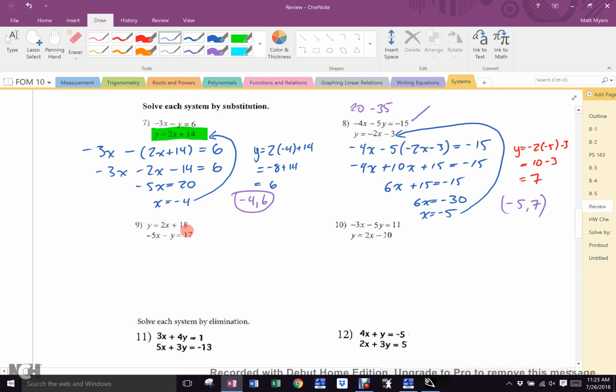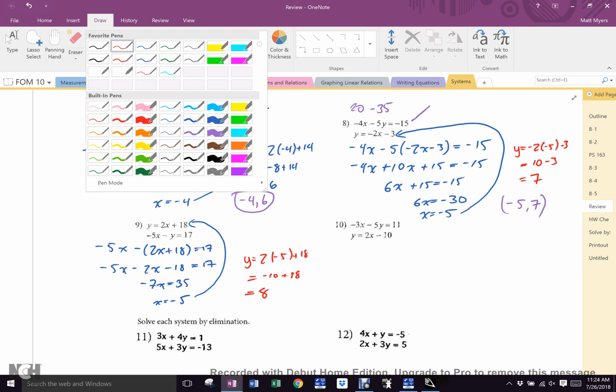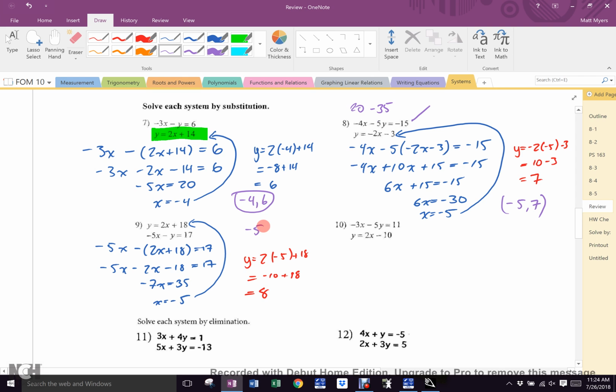This one isn't set up nicely. I was kind of mean here. You had to make this one -5x minus 17 equals y. I did make you do an extra step. Or you could recognize this one is set up for you. Negative 5x minus 2x plus 18 equals 17. Negative 5x minus 2x minus 18 equals 17. Negative 7x equals 35. X equals negative 5. Bring that up there. Y equals 2 times negative 5 plus 18. Negative 10 plus 18. 8. Negative 5, 8. And of course you check. Negative 5 times negative 5 is positive 25. Minus 8 is 17, so I'm right.